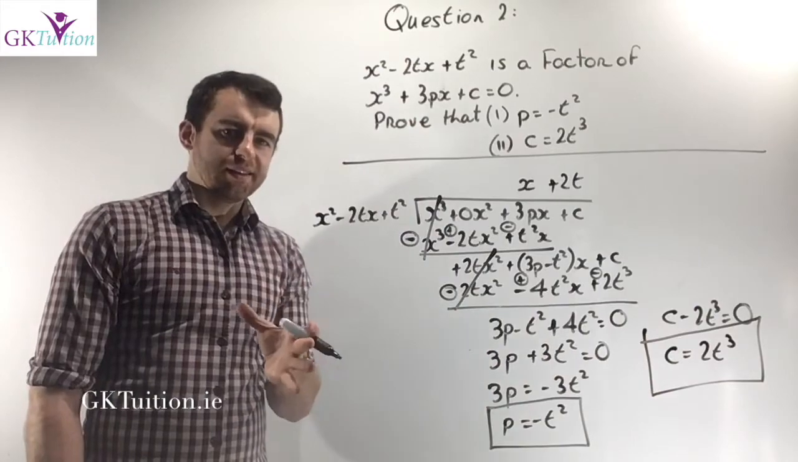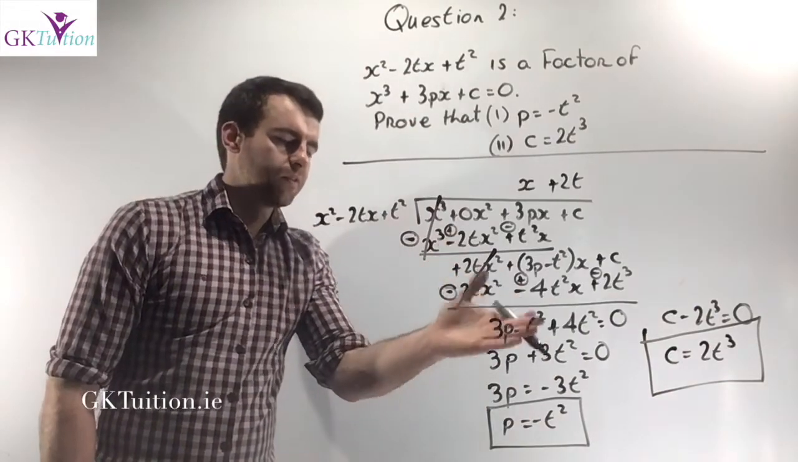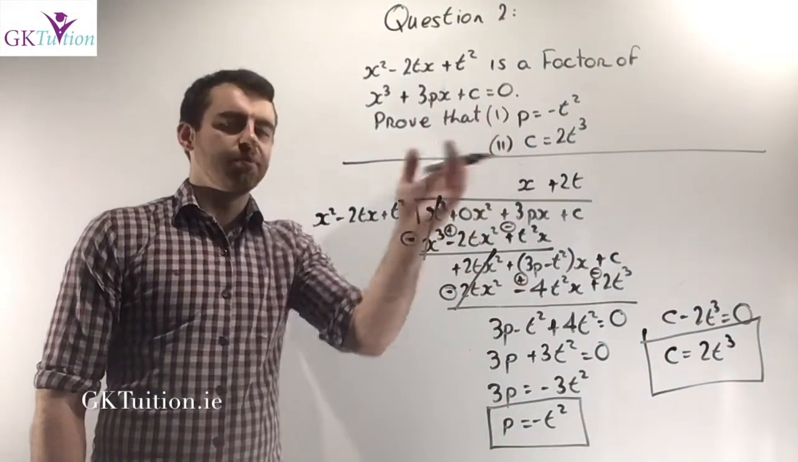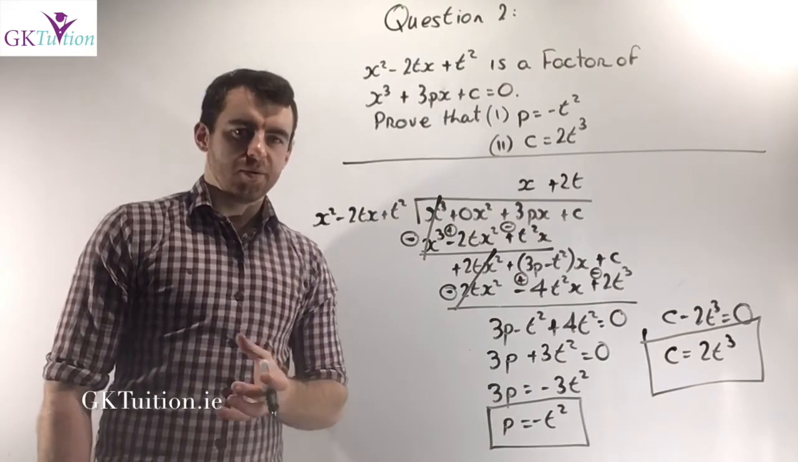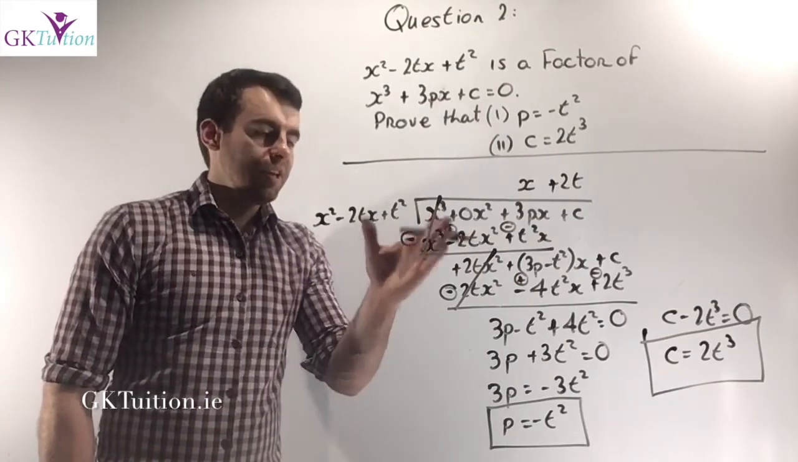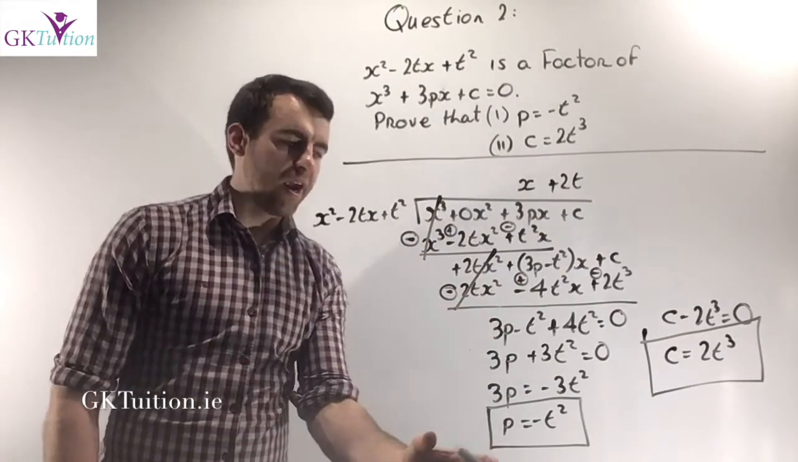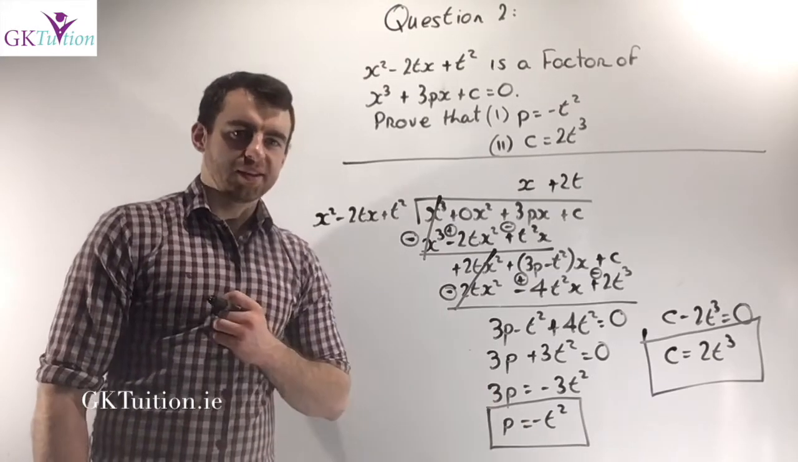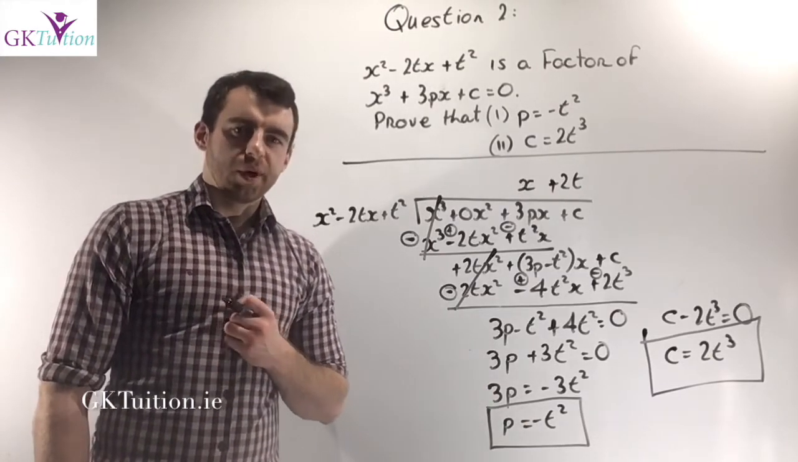So in a lot of cases, once you've done the long division, it's very, very easy to get to what you were asked to prove. But you're going to find that when we get to question 4, even after we've done the long division, it's still very hard to get to the thing that you were asked to prove. Let's have a look now at question 3.